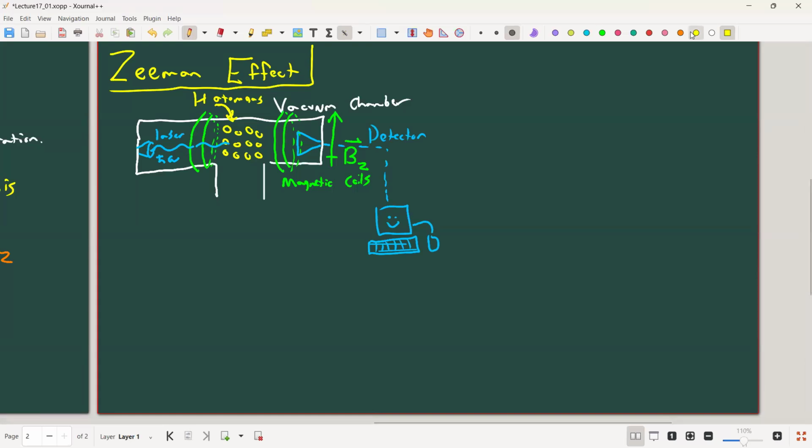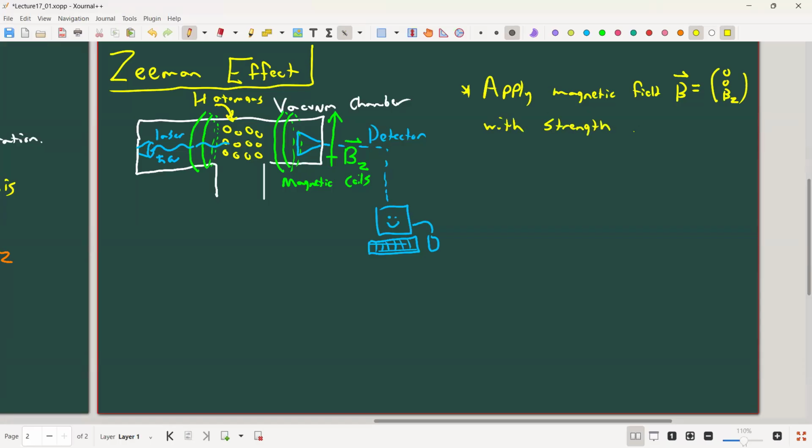Okay, just a reminder, I'm going to apply a magnetic field B, which has just a z component, (0, 0, Bz), with strength the absolute value of Bz. Strength of the magnetic field. I can tune the strength of the magnetic field. I can turn the magnet up, I can turn it down.